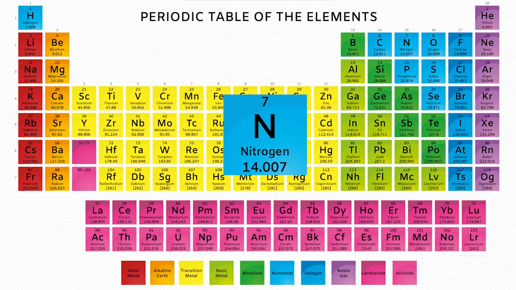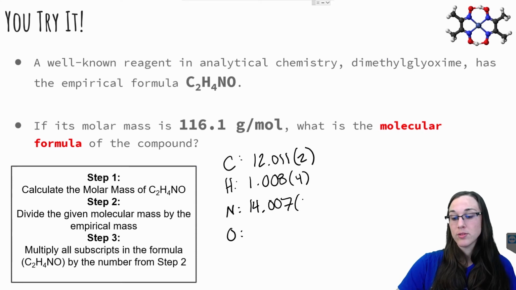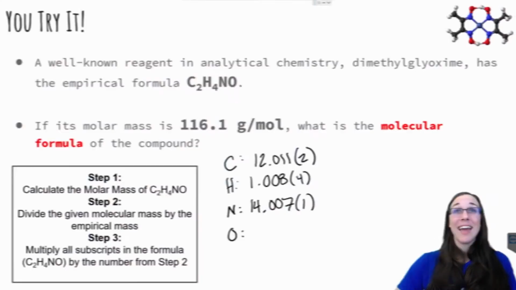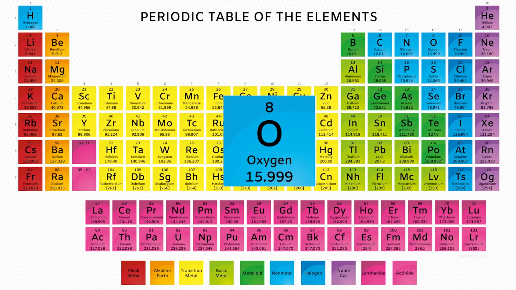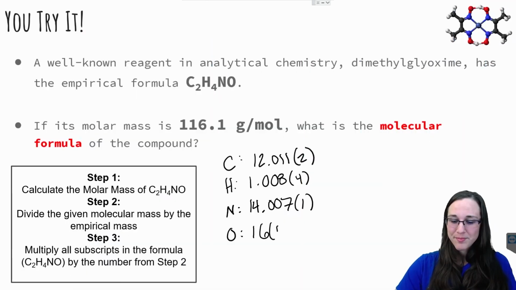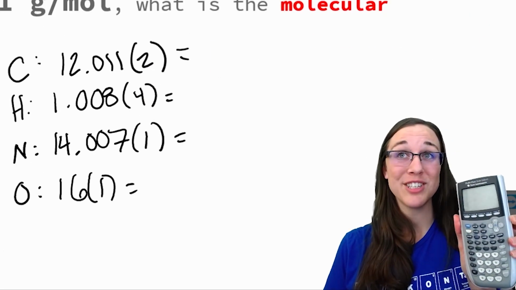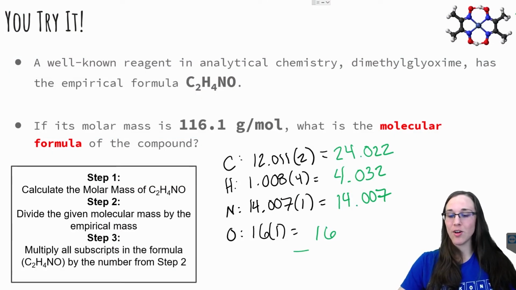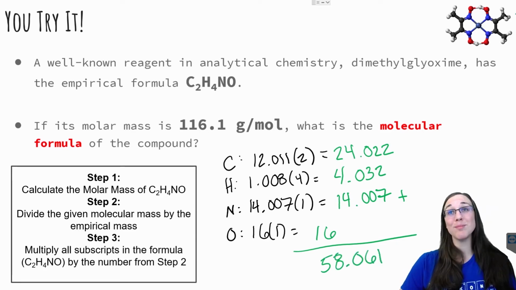Each nitrogen atom brings to the table 14.007 mass, and there's only 1 of those, so we could just multiply it by 1 or leave it as is, because anything multiplied by 1 is itself. And then we have 1 oxygen atom. That always brings to the table 16, or 15.999, but we're just going to round it, times 1. Grab your calculator and plug and chug all those values together. Now that we have all the multiplication done, we need to add all 4 values together to find the molar mass of C2H4NO. And our molar mass ends up being 58.061 grams per mole.